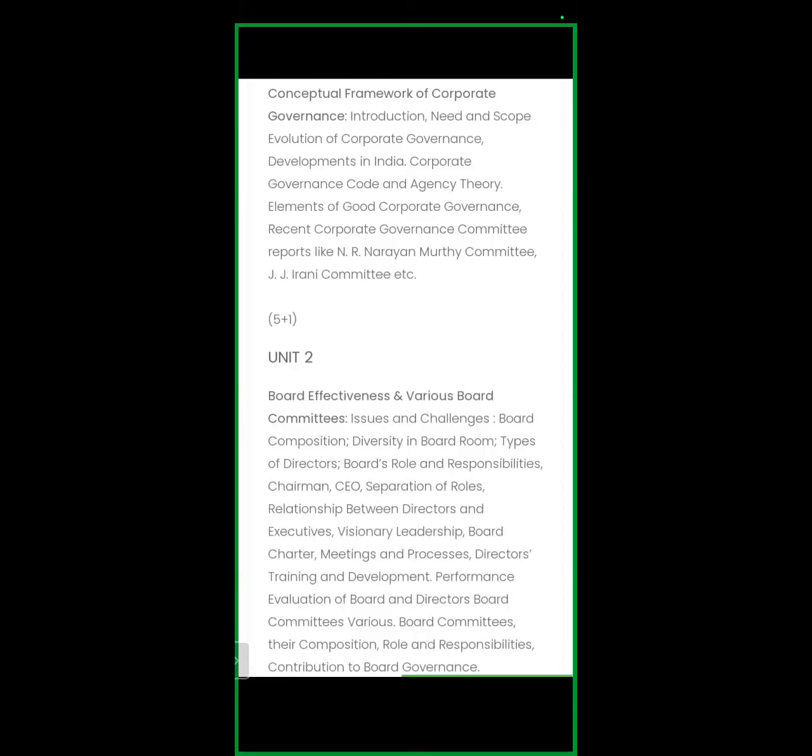So five units are there. In brief, we will just discuss what is the information contained in these five units, and what we are supposed to learn through these five units. Now, before we go to the units, first let us understand what is corporate governance.